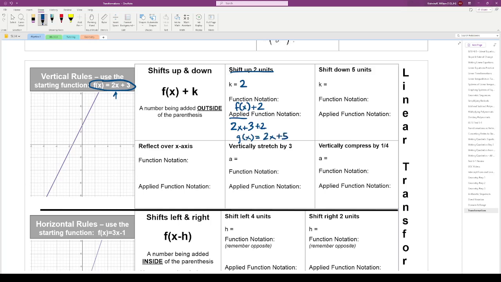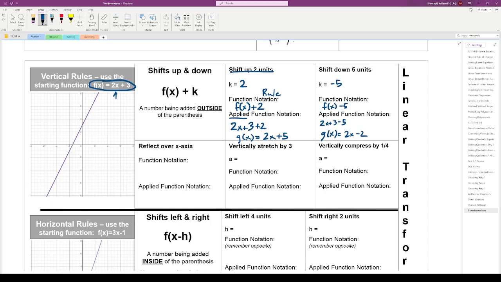So that's how we apply. We found k. We wrote a function notation, which we call a rule for how we're transforming, and then we wrote the applied function in the new function notation. Shifting down by 5, k is going to be negative 5. Our function notation is going to be f of x minus 5. And then to apply it, we would do 2x plus 3 minus 5. So our transformed function g of x is 2x minus 2.